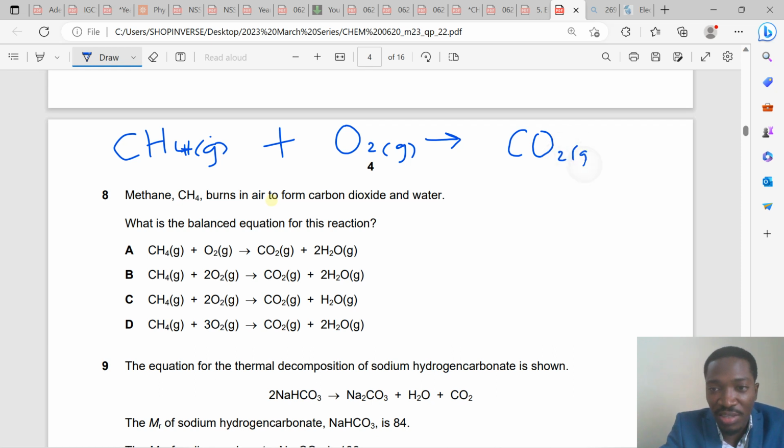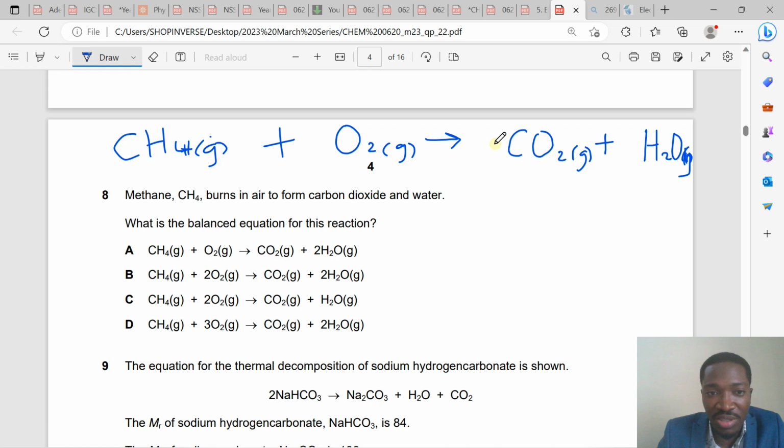CO2 is a gas, okay. Then since it's a combustion that involves a hydrocarbon, water will be produced. Water, a liquid, H2O liquid, water vapor. Okay, so that's it. Sorry, water vapor is a gas, please. That's water indicating state. Yeah, so now we balance this chemical equation.